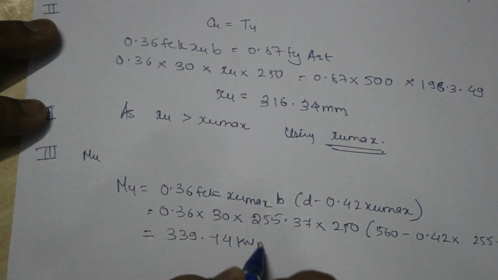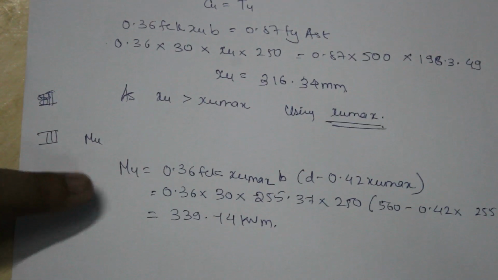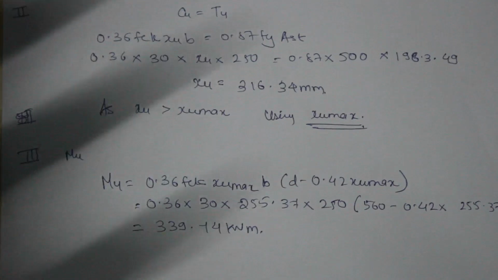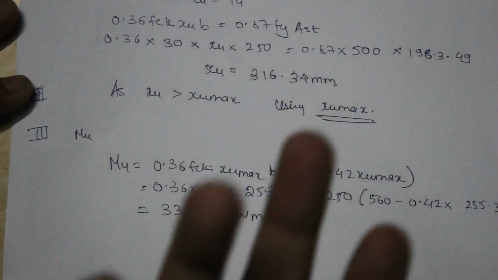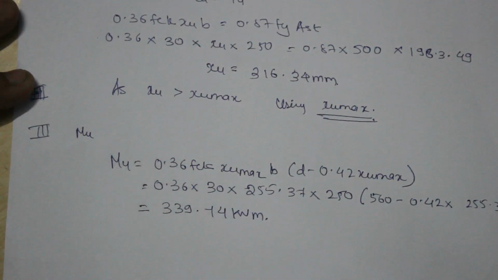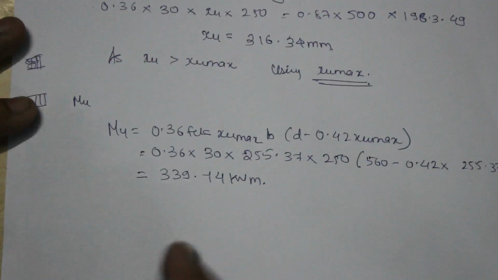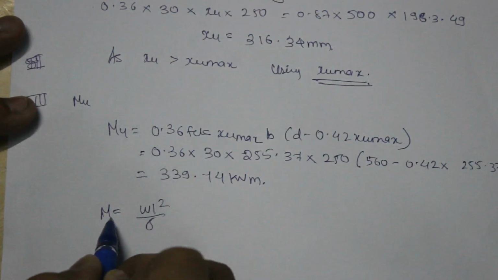So if you calculate, you will get 339.74 kilonewton meter. But that's not what is asked in the problem. We have to find out the maximum UDL the beam can carry. So this is the moment, and it is given to us that this is a simply supported beam. So for a simply supported beam, the maximum moment is at the center, and it is given as M equals WL square by 8, actually Mu.